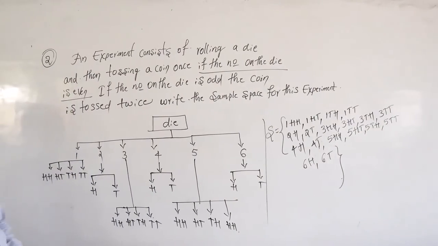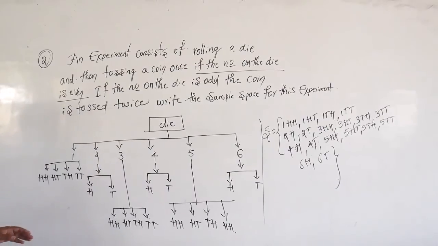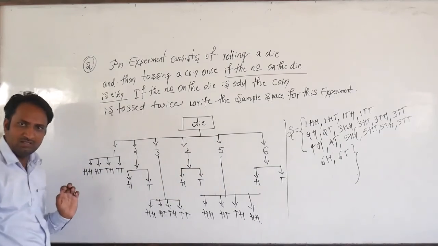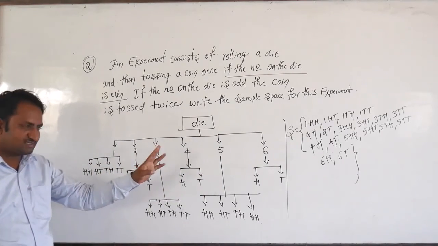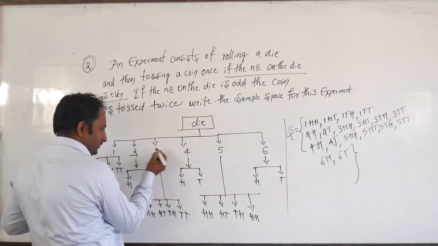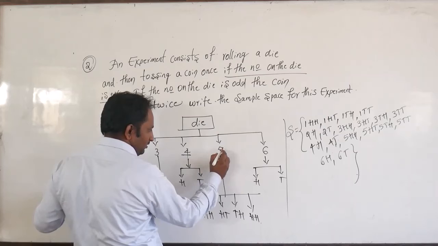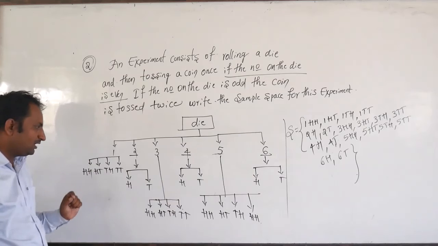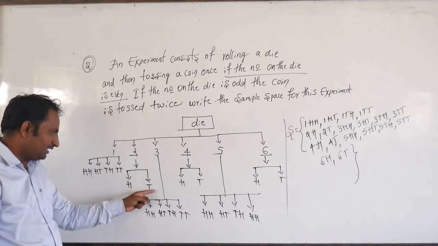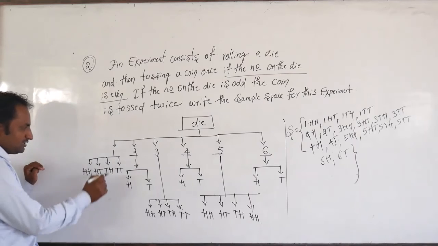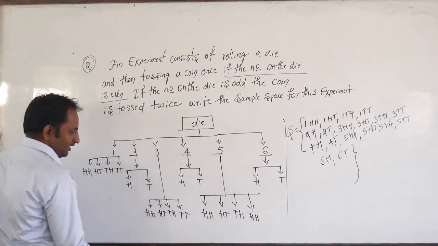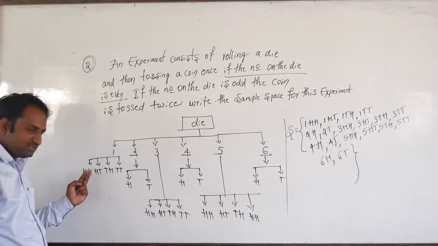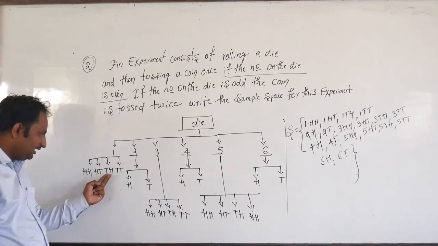Here a die is rolled. The possible results are 1, 2, 3, 4, 5, 6. Here 2, 4, 6 are the even numbers of this experiment. If an even number occurs, then a coin is tossed once, and head or tail occurs. If an odd number occurs, 1, 3, 5, a coin is tossed 2 times. The possible results are head head, head tail, tail head, tail tail.